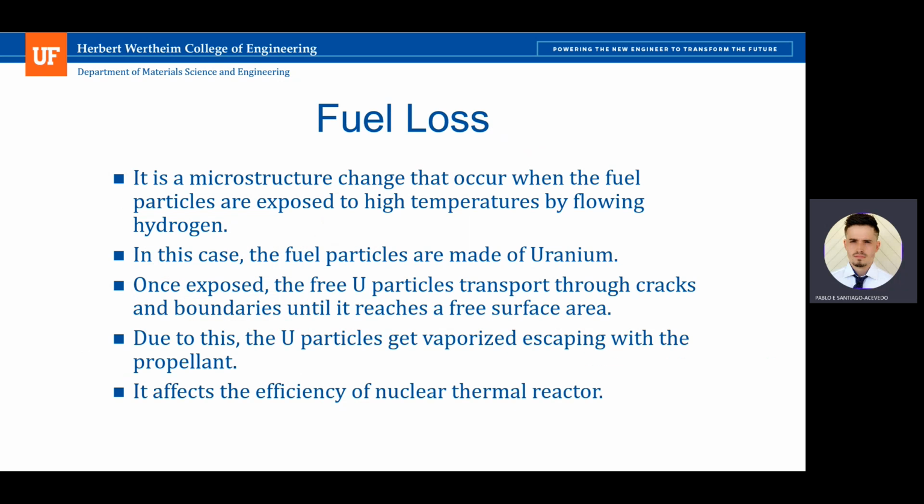Here you have the explanation of fuel loss. It is a microstructure change that occurs when the fuel particles are exposed to high temperatures by flowing hydrogen. In this case, the fuel particles are made of uranium nitride. Once exposed, the free uranium particles transport through cracks and boundaries until they reach a free surface area. Due to this, the uranium particles get vaporized, escaping with the propellant. It affects the efficiency of the nuclear thermal reactor.